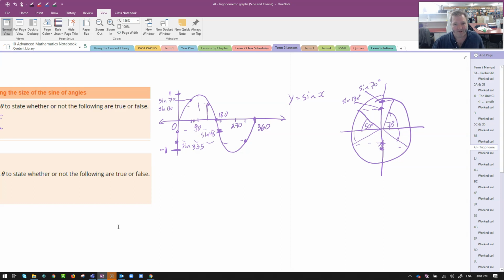This is a fun and exciting bit of maths. It's really powerful. We're going to be able to do lots of good things with it. We've just got to get our heads around it first. Thanks, guys. Catch you later.